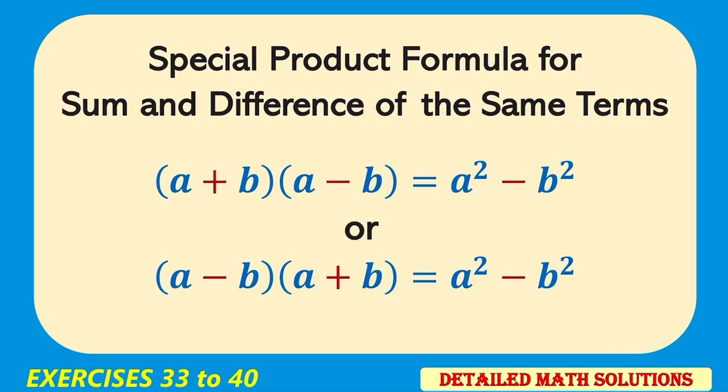(a + b)(a - b) equals a squared minus b squared. This formula can also be written as (a - b)(a + b) equals a squared minus b squared. To solve these exercises, I'm going to use the formula written in both ways.